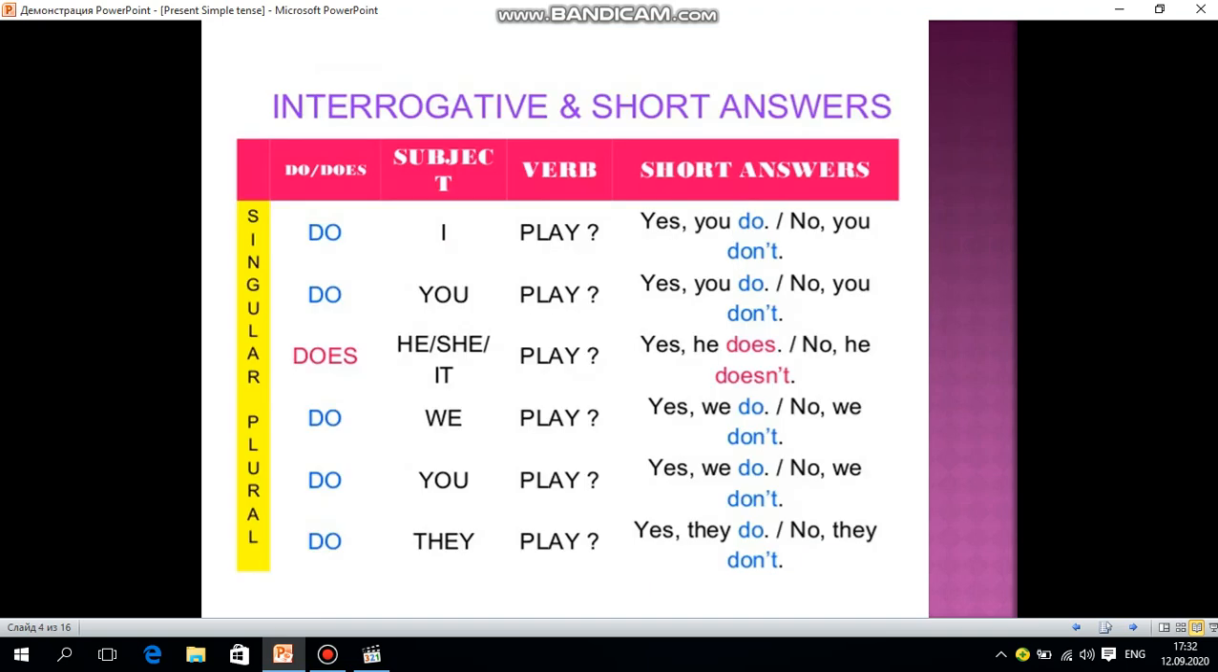To form the question, use do or does as the auxiliary verbs. Use do for I, you, we, they, and does for he, she, it. Do I play? Yes, you do. No, you don't. These are short answers. Does he play? Yes, he does. No, he doesn't.